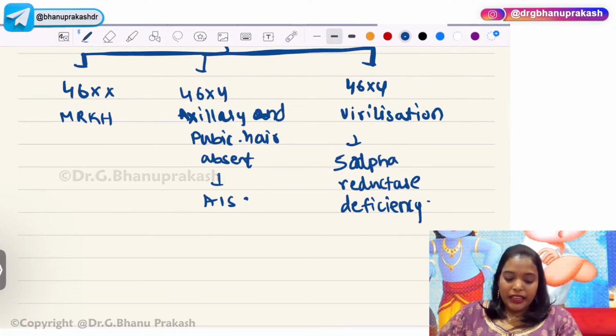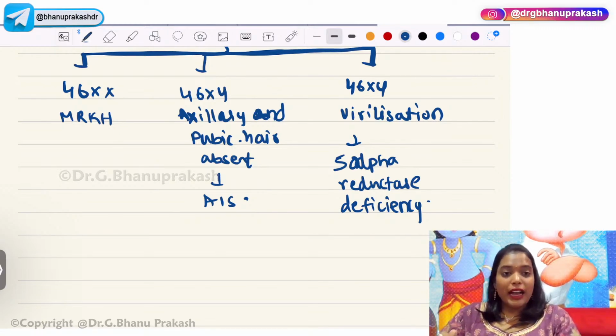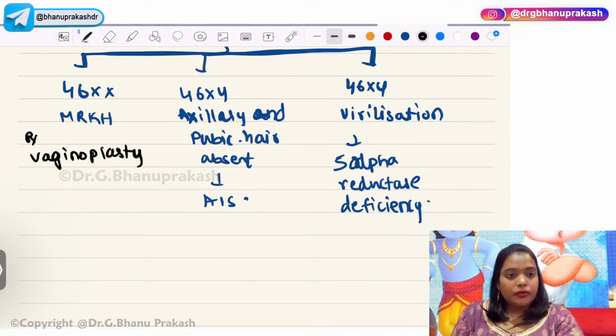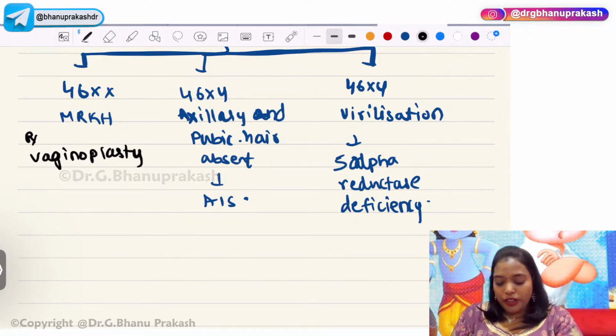Okay, correct. In MRKH you don't have the uterus, but axillary pubic hair and secondary sexual characteristics, everything is present. So in MRKH ovaries are present, right? So what is the treatment for MRKH? Treatment for MRKH is vaginoplasty, and they can have their own genetic child by surrogacy.